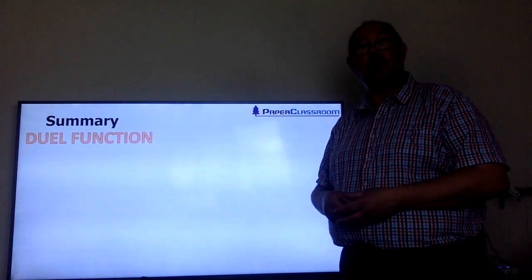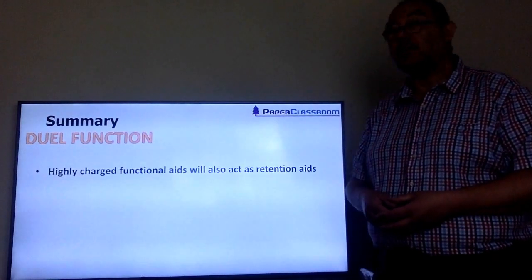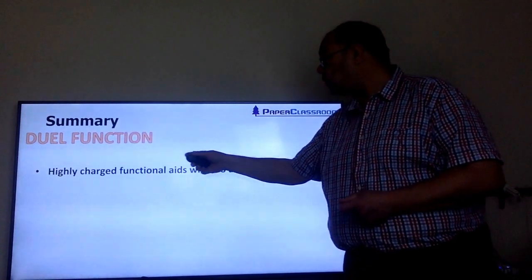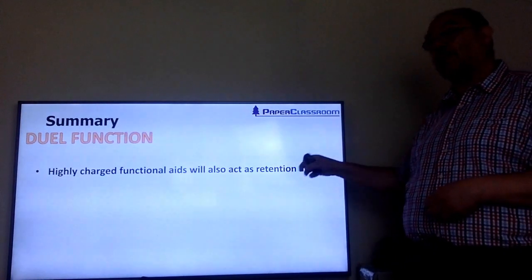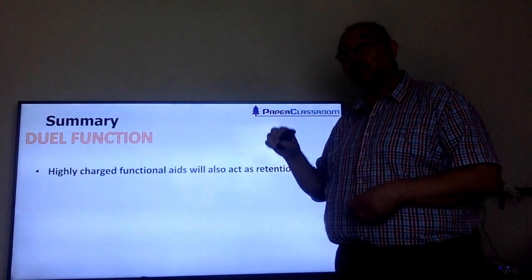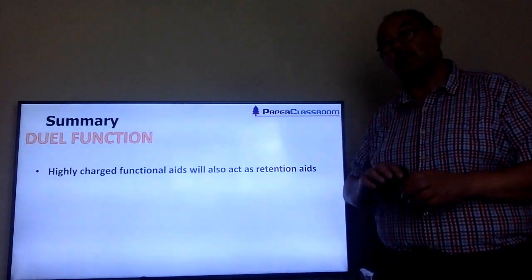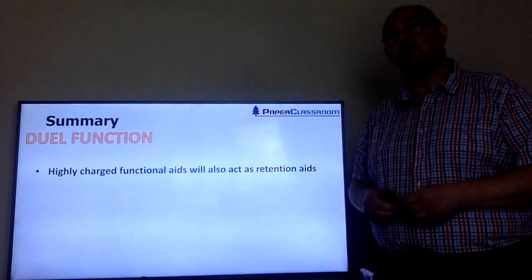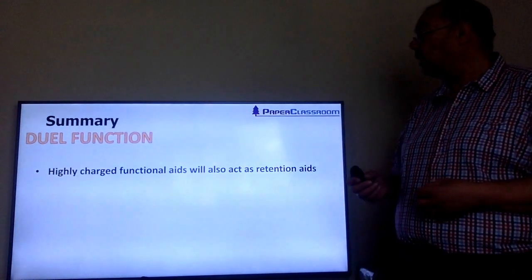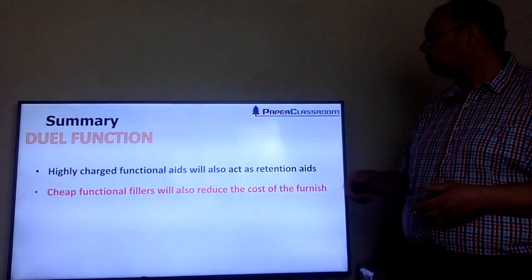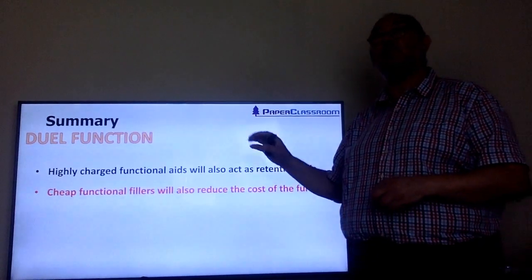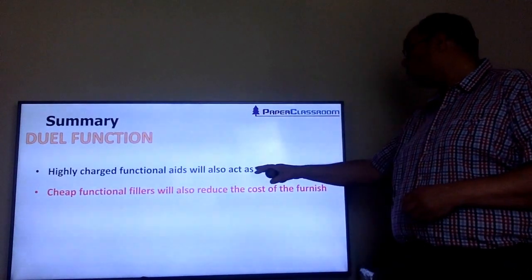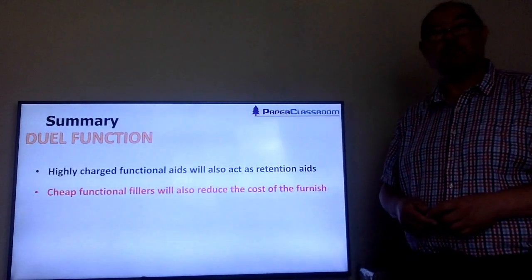So a quick summary of these dual function materials. Highly charged functional aids will also act as retention aids. So that's aluminium 3+, the Chymine with its positively charged nitrogen backbone, and cheap functional fillers, so clays and chalks, not TiO2, will reduce the cost of the furnish.